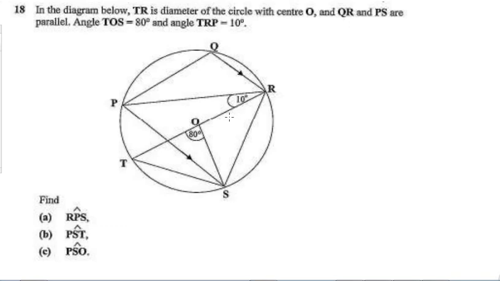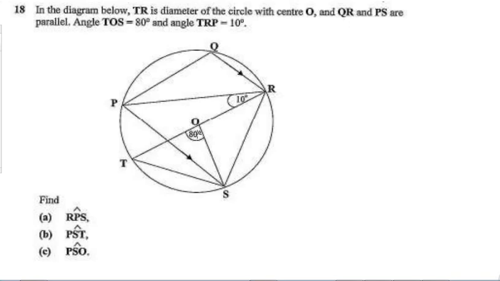So we are asked to firstly find angle RPS. R, where is P? P is there. And then we've got S. And then we're also asked to find angle PST. And we're asked to find angle PSO. So what approach should we use? Well, let's have a mixture of both. Let's see what we can do. But let's start with finding angles that are easy to find.